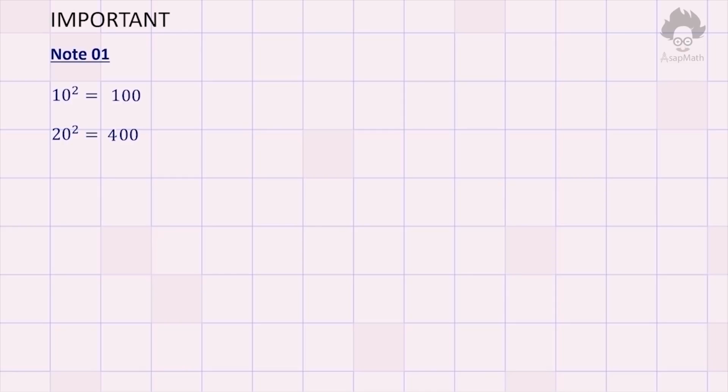Take the square of non-zero digits and then put 2 zeros at the end. When taking 30 square, take the square of 3 and then put 2 zeros at the end. 30 square equal 900. Likewise, we can complete the pattern.